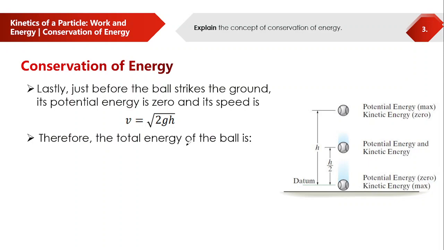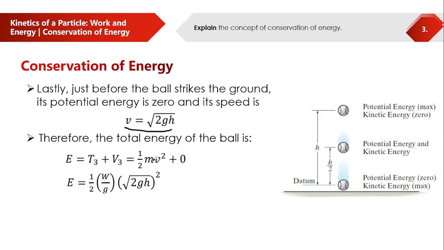Okay? So, ito yung velocity niya when the ball strikes the ground. So, its potential energy is 0, and its speed is square root of 2gh. So, wala na siyang height when the ball strikes the ground. So, wala din siyang potential energy. Therefore, the total energy of the ball at the third position is the kinetic energy at the third position of the ball plus the potential energy at the third position of the ball, 1/2 mv squared plus 0.